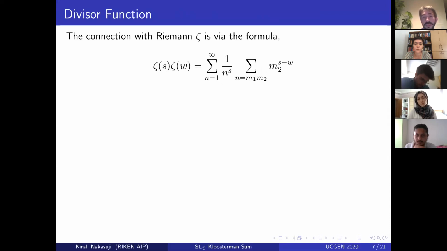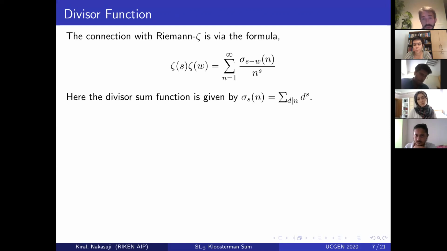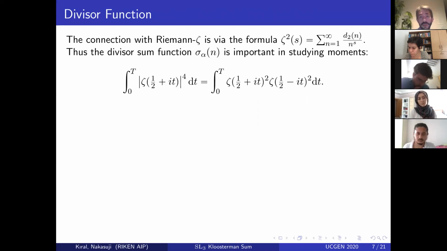And then the inside is a summation, a finite sum over divisors of n. Let's call that the inner sum, sigma. So here sigma is the divisor sum function, and this is exactly the sigma of s minus w. Notice that I made a quick jump there, so let me go back again. So this is zeta squared, if you take s equals w.